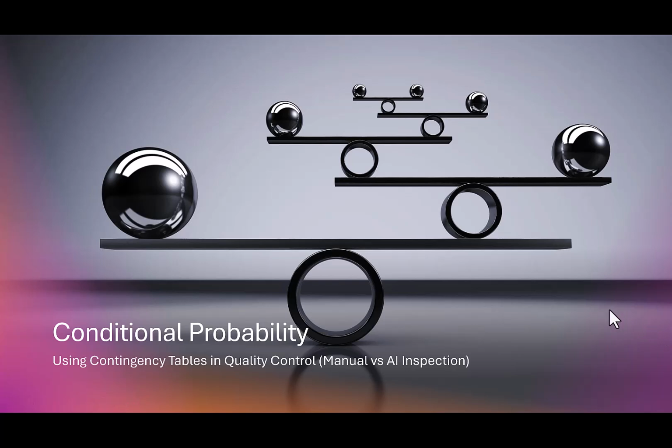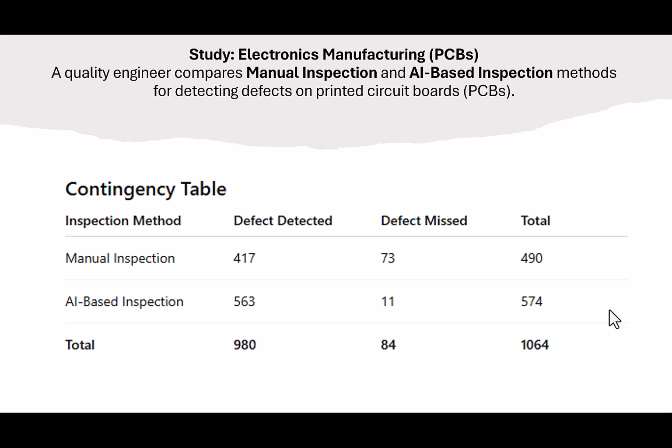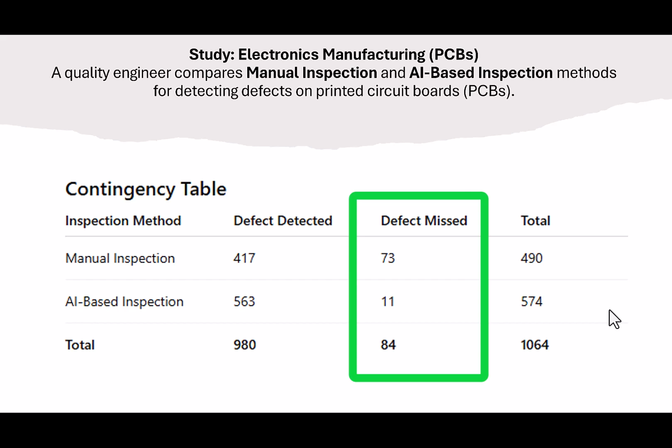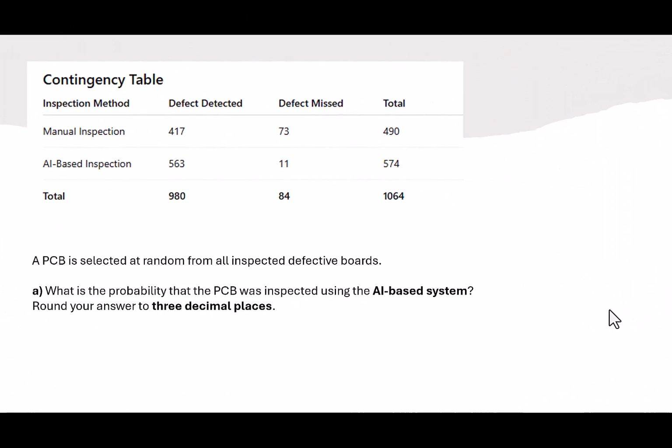Hi everybody, in this video we're going to look at conditional probability using contingency tables and quality control. The context is electronics manufacturing, where we compare manual inspection to AI-based inspection for detecting defects on printed circuit boards, known as PCBs. For each inspection type, our contingency table tells us how many defects were detected and how many defects were missed. So if a PCB is selected at random from all the inspected defective boards, the first thing we're going to find is the probability that the PCB was inspected using the AI-based system.